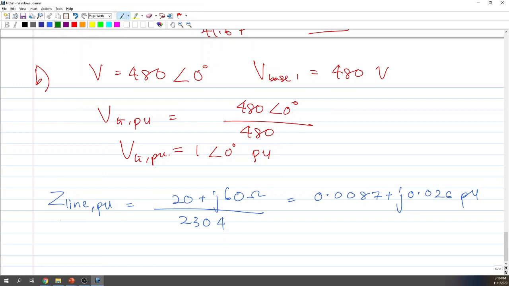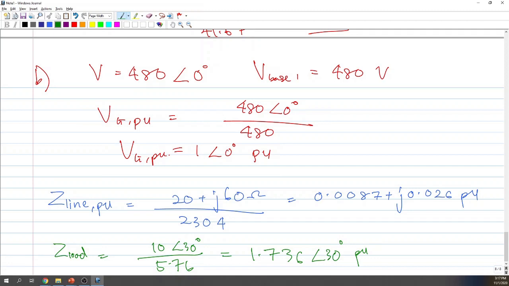Okay, and then for Z load. Okay, for Z load dia punya tadi actual value adalah 1030. Okay, dia punya yang kita kira tadi adalah 5.76 kan. So the base value dia adalah 5.76. So kita dapat adalah 1.736 angle 30 PU. Okay, so kita dah jadikan dia sebagai PU value lah.